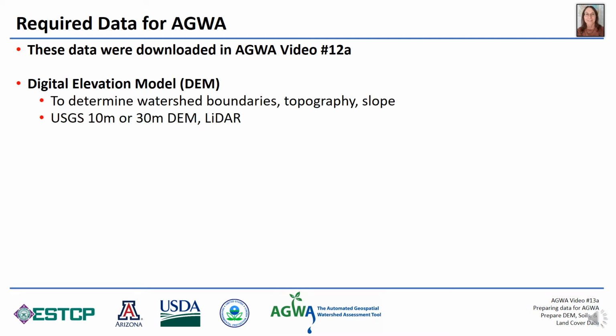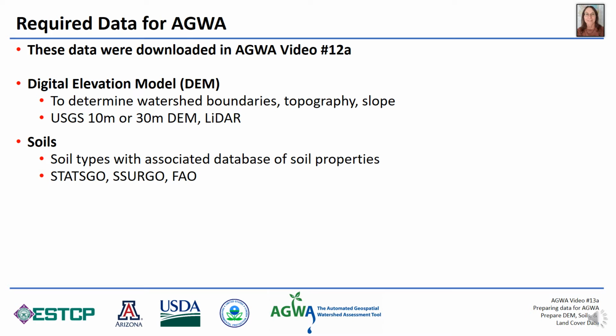The DEM data used to determine watershed boundaries, topography, and slope were downloaded as a USGS 10-meter DEM. Obtaining the 30-meter data is a similar process. LiDAR data, however, can be delivered in different formats, so we won't cover them in this series. The soils data include a polygon layer with an associated database of soil properties available as NRCS STATSGO or SSURGO data, or as the FAO soil map of the world if your watershed is outside of the United States.